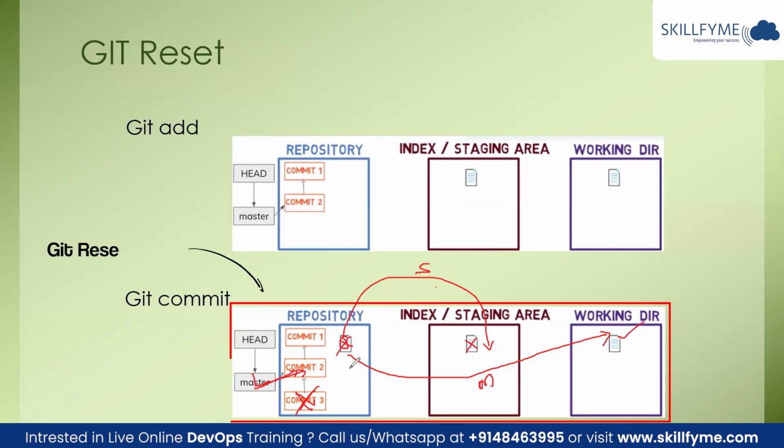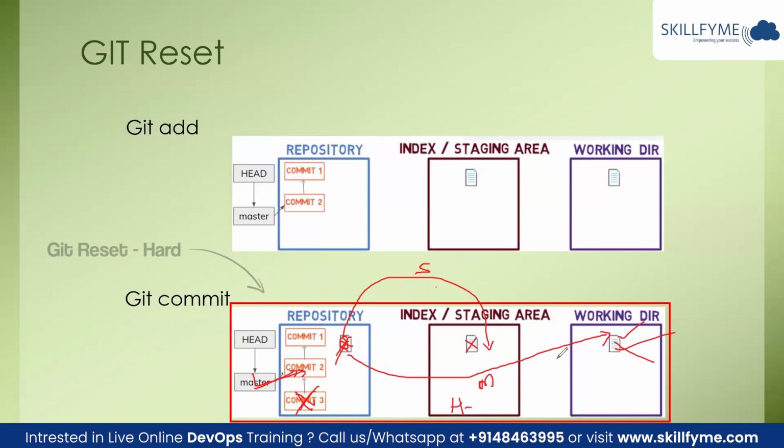But if you use Git reset's hard option, the file you committed in the local repository will be permanently removed from the staging area as well as from the working directory. It is a permanent loss of data. So it will take the head pointer back to the previous commit, as well as remove that file permanently from the repository.